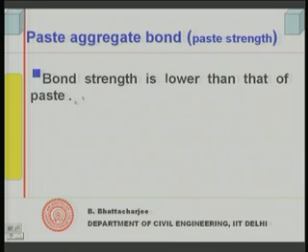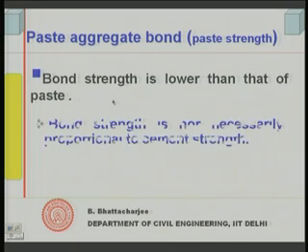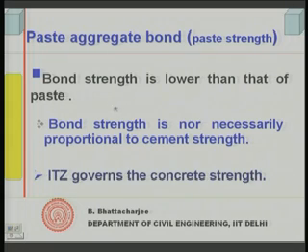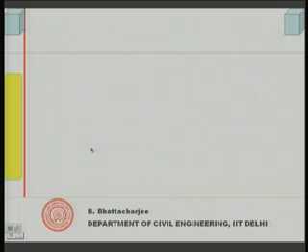So, this is what we see: bond strength is lower than that of paste, bond strength is not necessarily proportional to the paste strength, and ITZ governs the concrete strength. So, ITZ governs the concrete strength, that is what we see, right. So, this is the first thing we see.